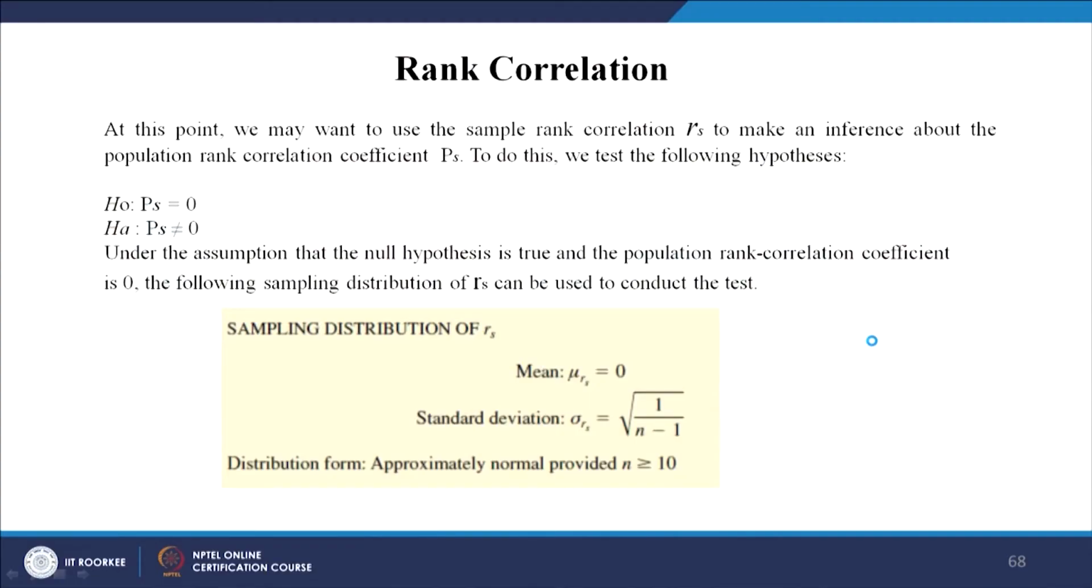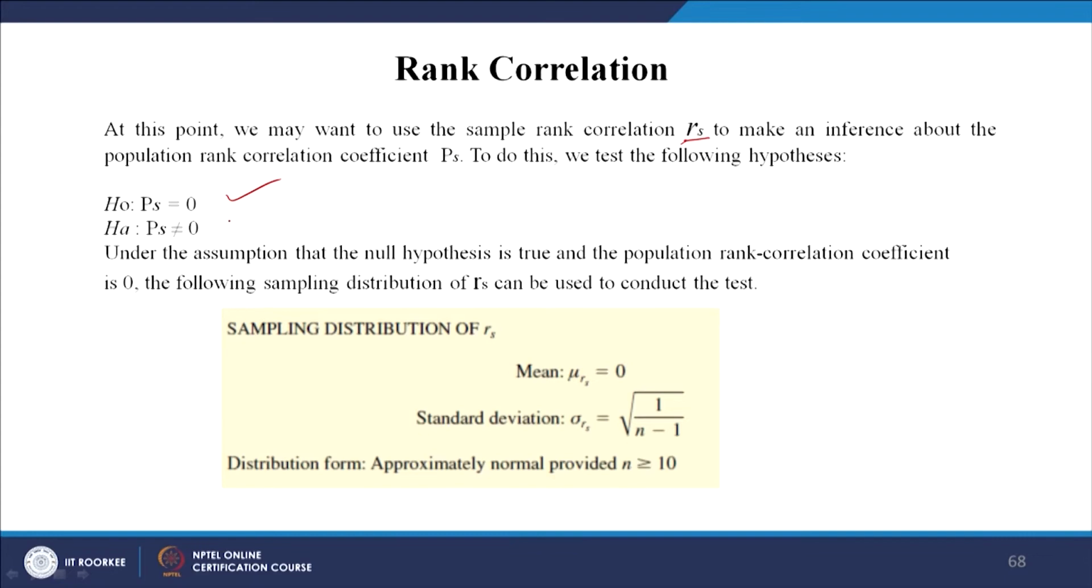Regarding rank correlation, we may want to use the sample rank correlation, this value R_S, to make an inference about the population rank correlation coefficient. What is the inference we want to make? That there is no difference, or that there is a strong correlation. So the null hypothesis is that rho_S is 0, and my alternative hypothesis is that the population rank correlation coefficient is not equal to 0. Under the null hypothesis, the population rank correlation coefficient is 0. What is this saying?